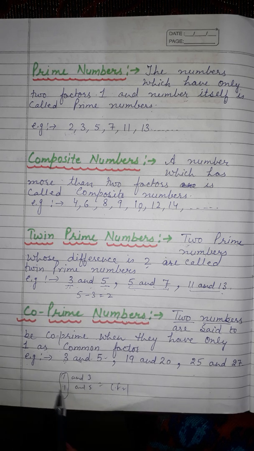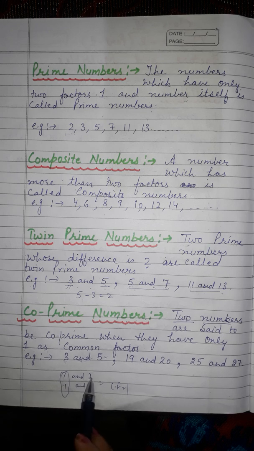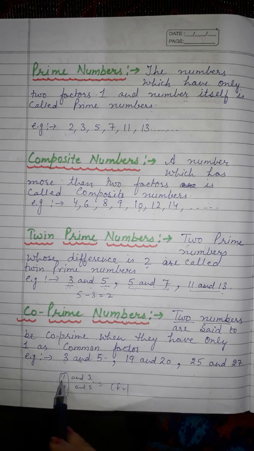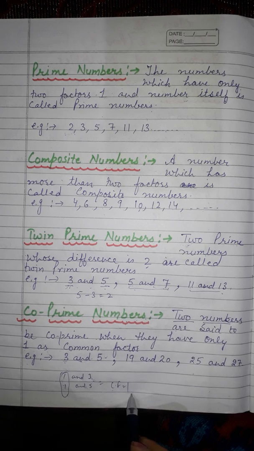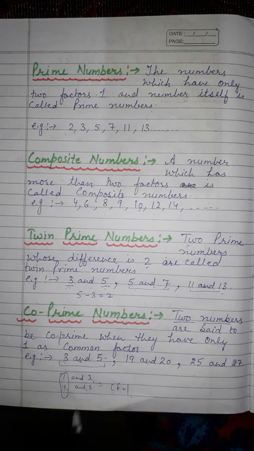Here I have written the factors of 3. The factors of 3 are 1 and 3, because 3 is a prime number and it must have only two factors. And 5 is also a prime number and it also has only two factors, that is 1 and 5, and their common factor is 1. So the common factor is 1, so these two numbers are co-prime numbers.